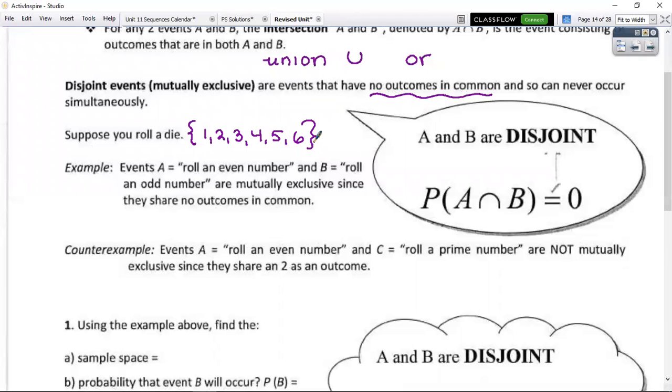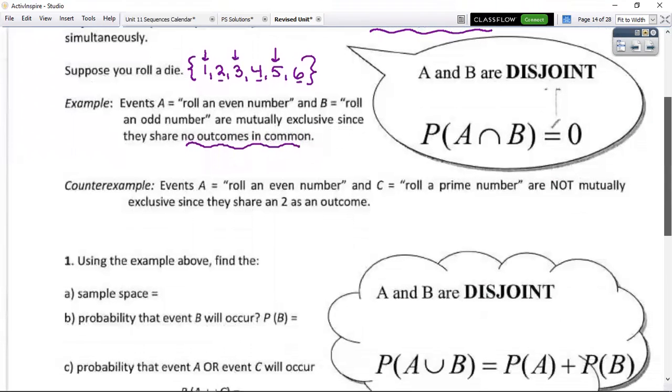So you have 2 events. Event A says you're going to roll an even number. How many even numbers do I have currently up here? Yes, 3. They would be 2, 4, and 6. Then event B is the probability that I am going to roll an odd number. Were any of those the same? No. So 1, 3, and 5. What we say is that these are mutually exclusive events because they have no shared outcomes. They're all different. So the probability of them occurring together is impossible, which is why it's equal to 0.